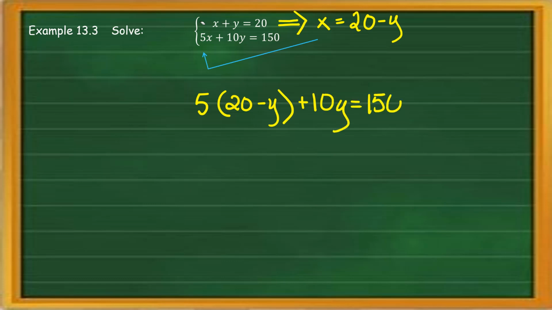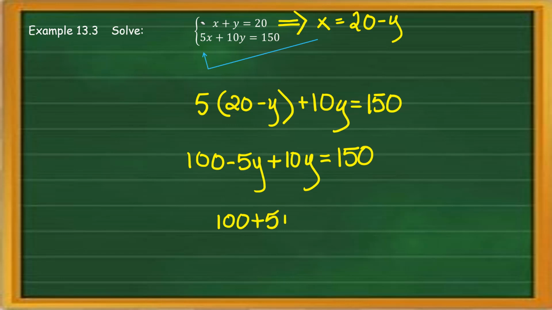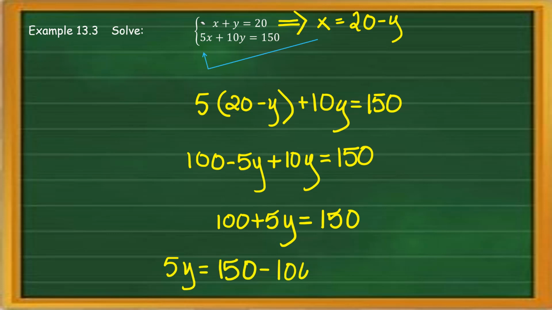And now we can use the distributive property. So we'll have 100 minus 5y plus 10y equals 150. And then we can add our like terms. 100 plus 5y equals 150. Subtract 100 on both sides, and you will have 5y equals 150 minus 100. So 5y is equal to 50, which means that y is 10.